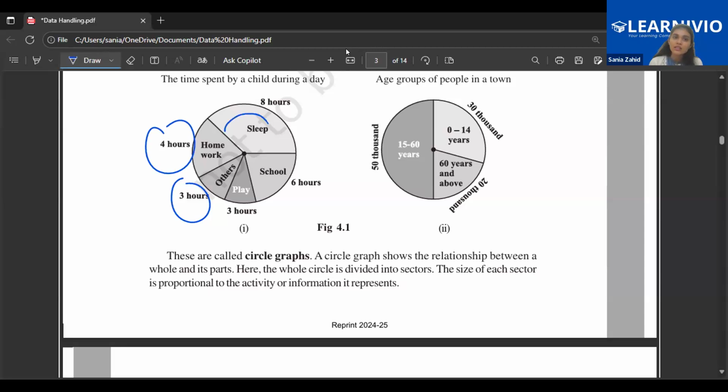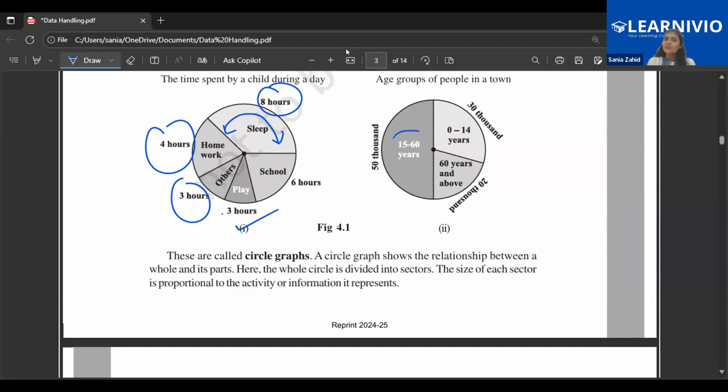If you see, the greater the area of the chart, the greater the quantity. Here it is hours. So 8 hours is the greatest, which denotes that sleep time is the maximum. That is why we give the largest area to the sleep time. And only 3 hours for playing and for all the other activities, so the area is also very small. That is how we will be working with them.